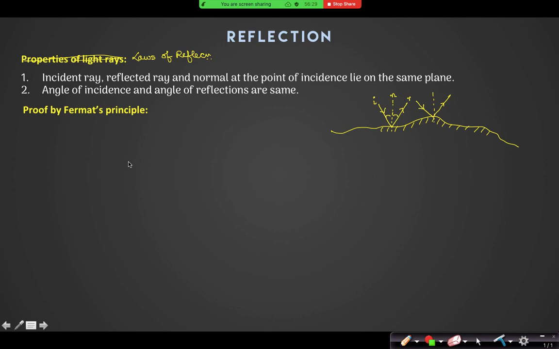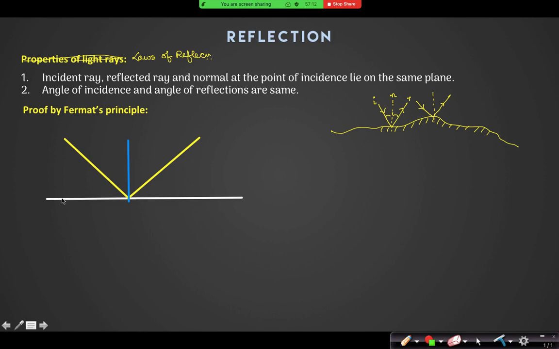Suppose I have a mirror like this, and a light ray is coming in this path. So after reflection, the light ray moves to the point B. Point B may be anywhere, right? There are two possibilities for this light ray to move from A to B. One way is that it follows the laws of reflection, where I can assume that this is the normal, where I can assume this angle of incidence and angle of reflection are the same.